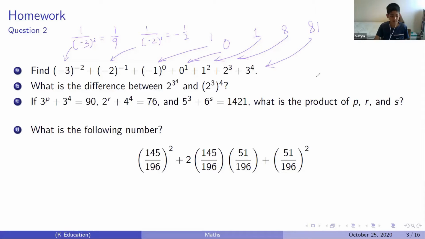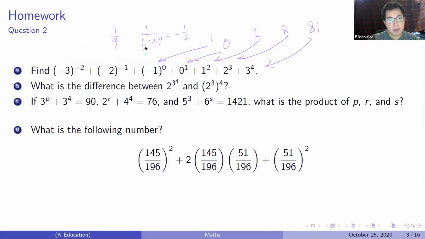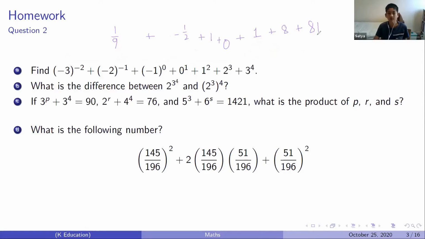Yeah, and then what did you do next? I think I just added them together, but I got it wrong. Okay, let's see how you did. So yeah, it's easiest to add the fractions and the whole number separately, right? So if you add up all these numbers, ignoring the fractions for now, the whole numbers, what do they add up to? 91. 90, so that's 89, 90, 91. Yeah, so 91, yeah.